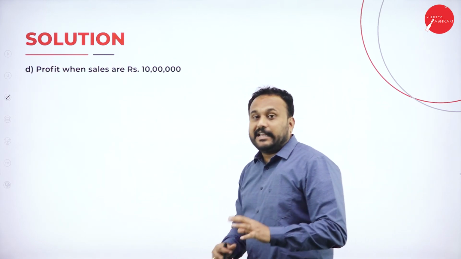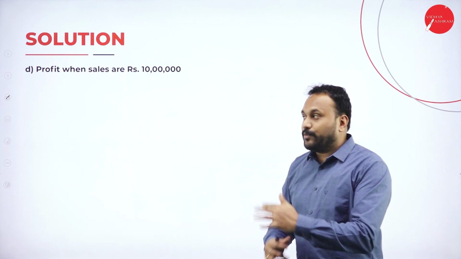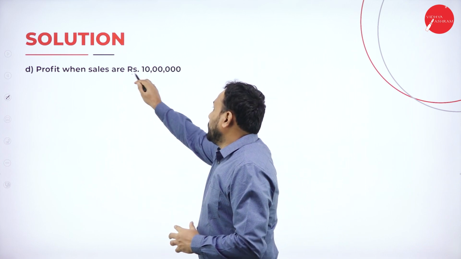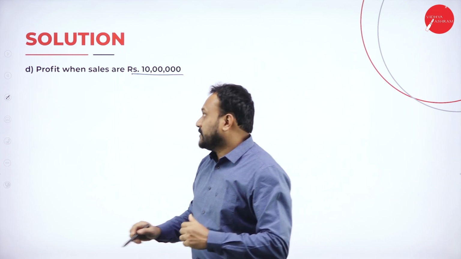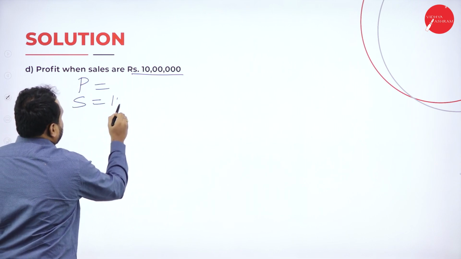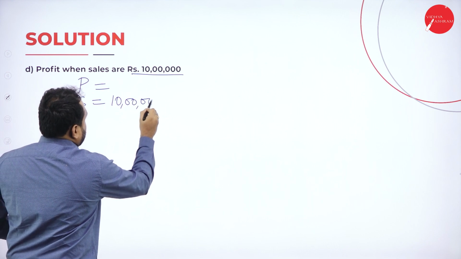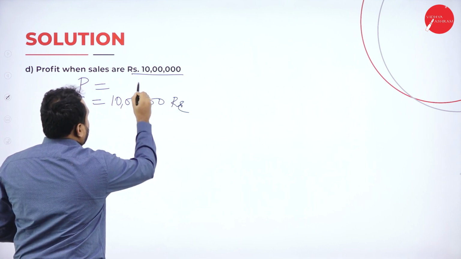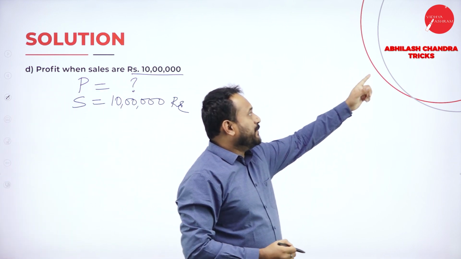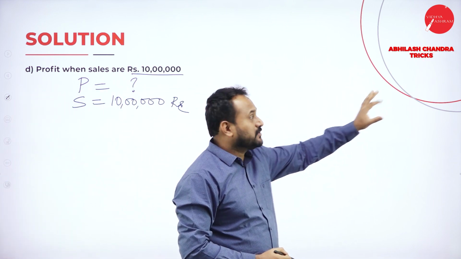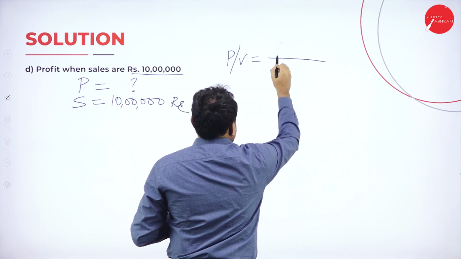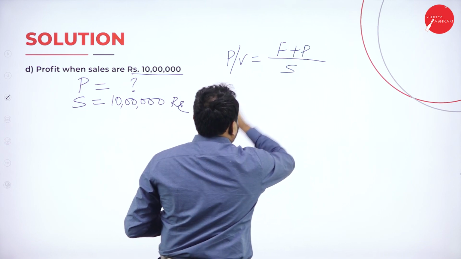The next one is D. Now A, B, C we have done. Now we are going with D, that is profit when sales are rupees 10 lakh. Now understand, the question is: profit when sales are 10 lakh rupees. That means what is the profit? That is what we are supposed to find. For that, what is the formula? PV is equal to (F plus P) divided by S.